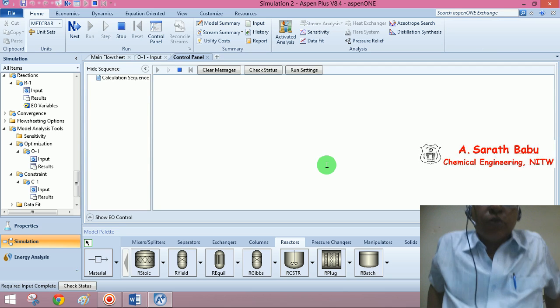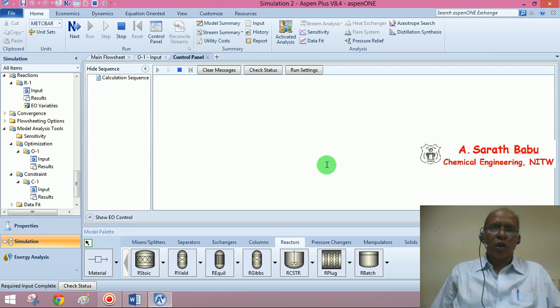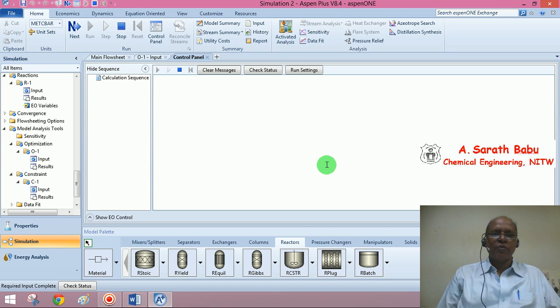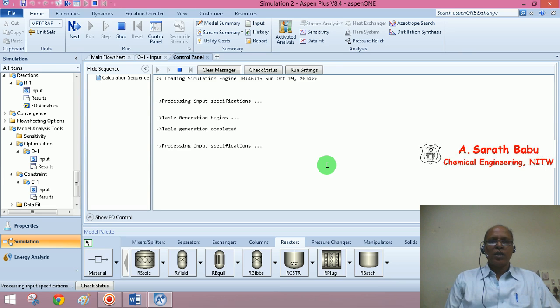So what is it that we are trying to do? We are trying to vary the volumes of all 4 reactors such that the exit conversion is maximized. What is the constraint that we have? The only constraint that we have is that the sum of the reactor volumes must be 20 cubic meters. But for that, there is no other constraint.